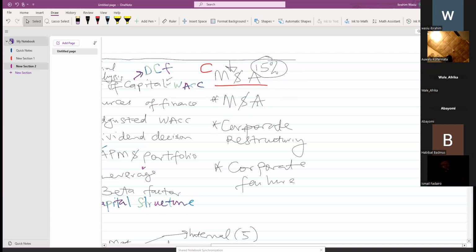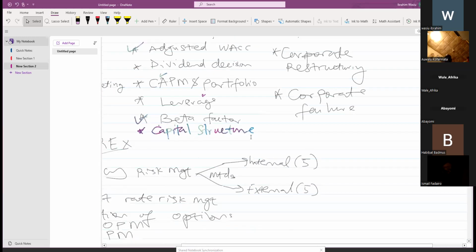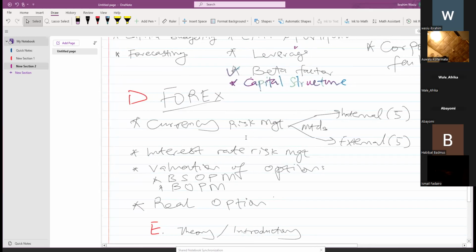And you have some calculations, whereby if you want to finance the merger and acquisition with shares, like share exchange, or with cash, or with both. So either me or other lecturers will do justice to that. We have corporate restructuring, we have corporate failure, then we have forex.